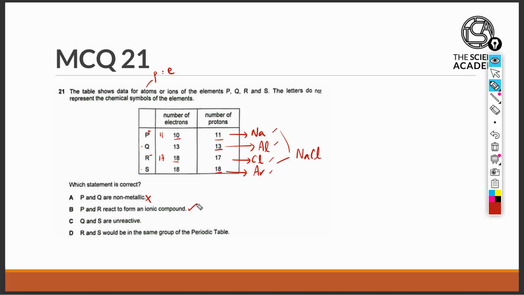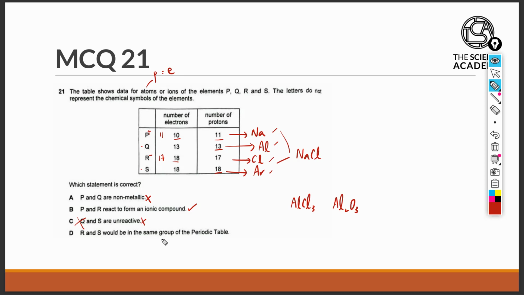C states that Q and S are unreactive. Q is aluminium, while S is argon. Argon is a noble gas and it will be unreactive, but Q is a reactive metal. It's incorrect to say that aluminium is unreactive. Aluminium does form compounds like aluminium chloride, which is an ionic compound, as well as aluminium oxide. Therefore, aluminium is reactive, and option C is wrong.